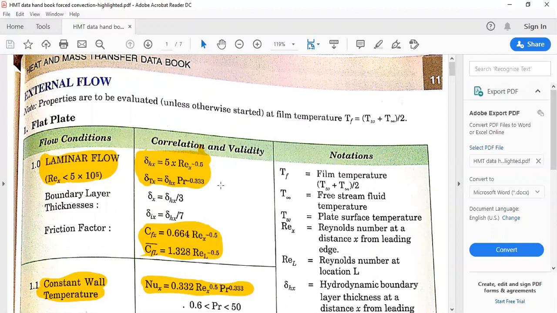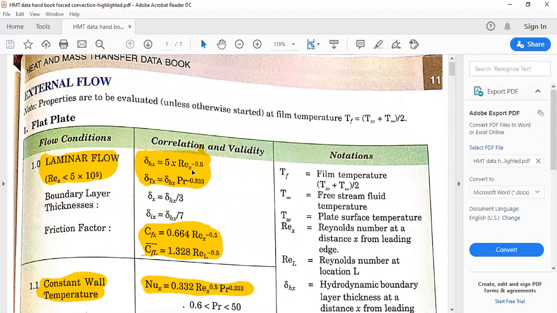So if the question is asked to find the thickness of the boundary layer at a distance x, you have to use this formula, use the distance x and find out the thickness of the boundary layer, and it is given as 5x divided by root Re. Re_x power minus 0.5 means square root of Re in the denominator, so it comes as 5x by root Re.